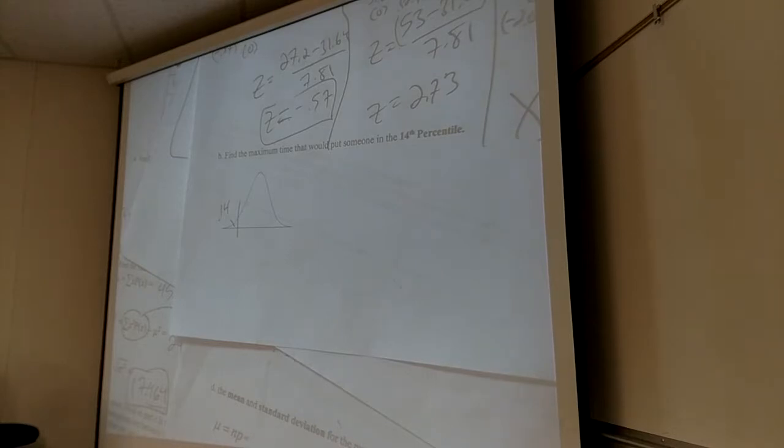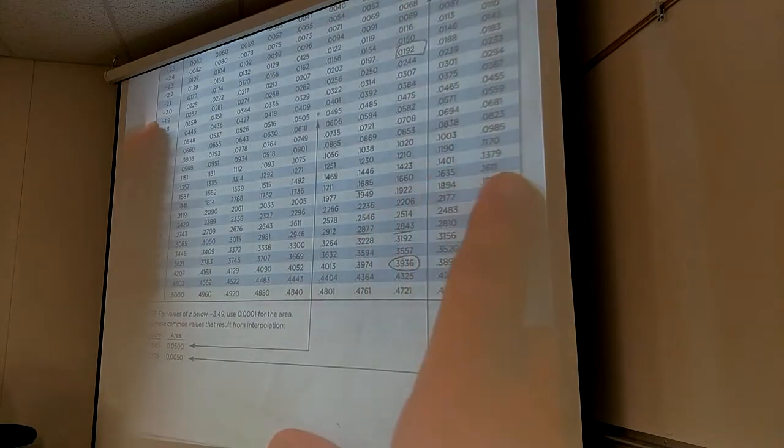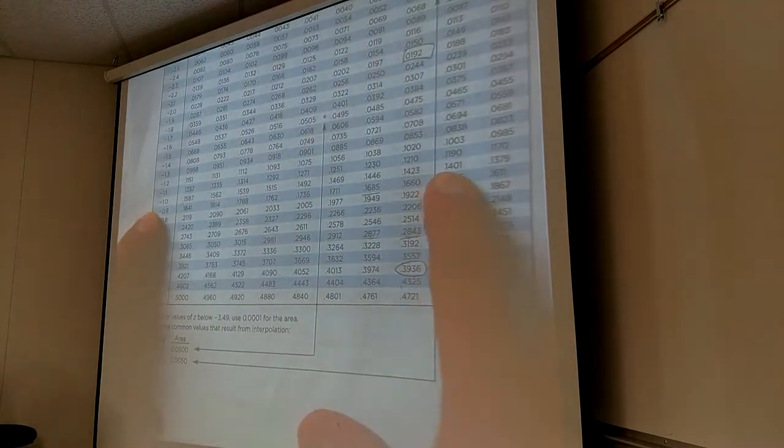We've done this problem before on that first set of problems. Somebody got it? So what's the closest you can get to 0.14? Look at this, 0.1401.